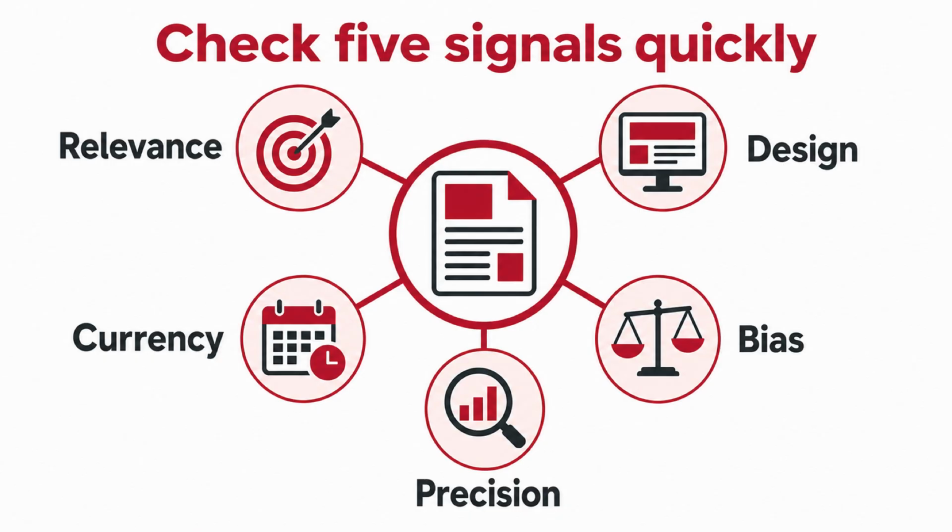You can quickly evaluate an article by looking for 5 key signals. First, relevance. Does the study answer your clinical question? Second, design. Is the study design appropriate for that question? Third, bias. Could the methods have influenced or distorted the results? Fourth, precision. Are the findings reasonably certain, or is there a wide range of uncertainty? And fifth, currency. Is the evidence recent enough for your topic? Together, these 5 checks provide a quick initial screen before you examine the article more closely.